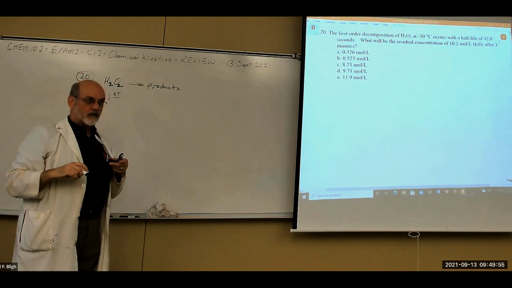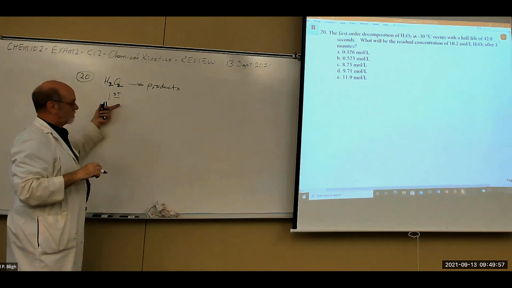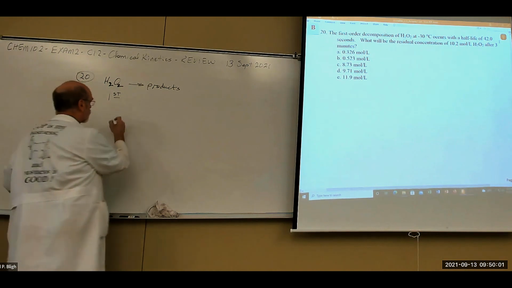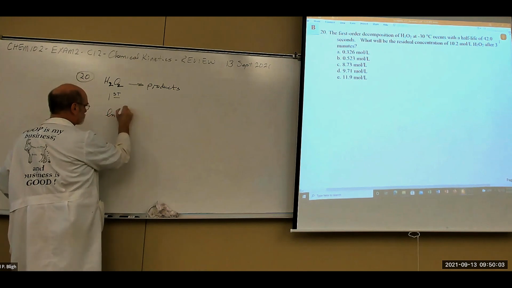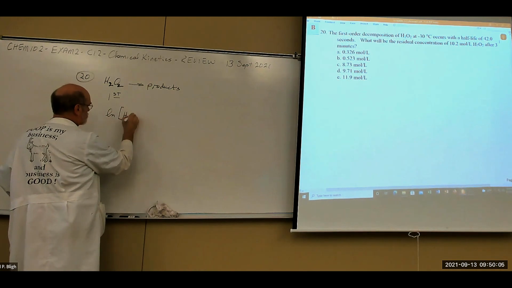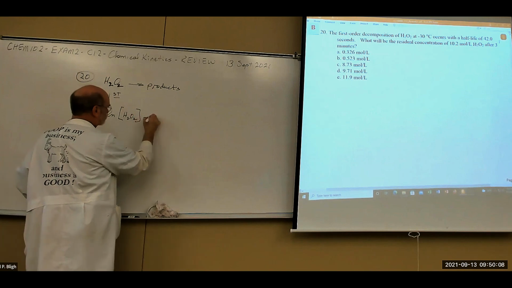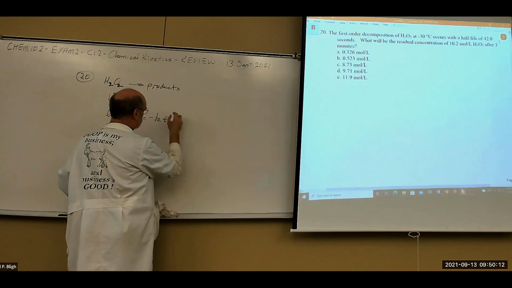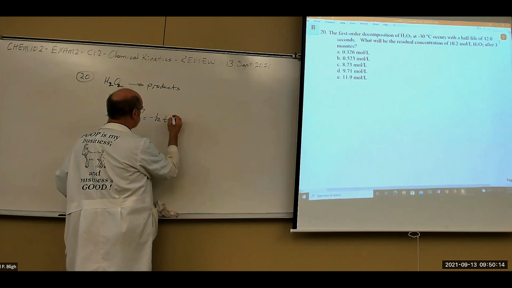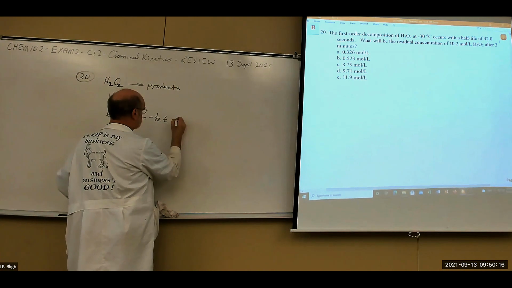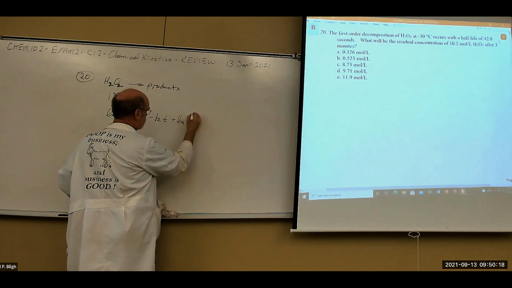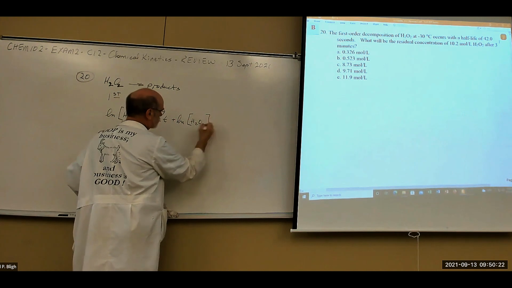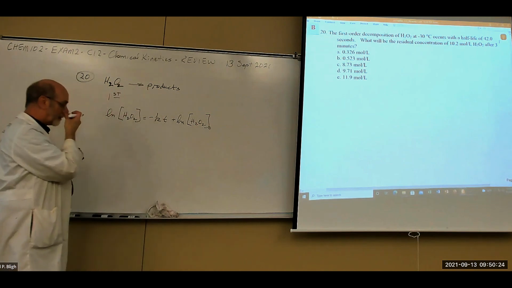Well, if we want to see a straight line, we need the log formula: log of H2O2 equals minus kt plus log of H2O2 initial. There we go.